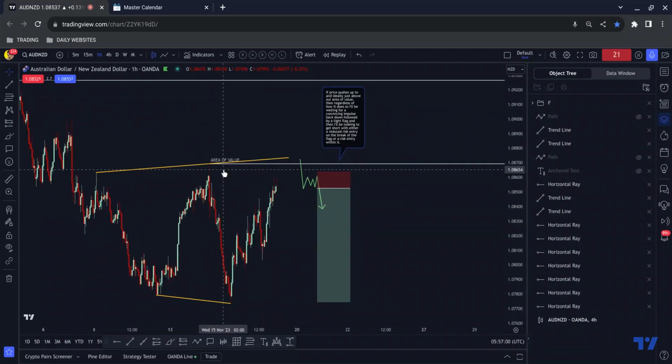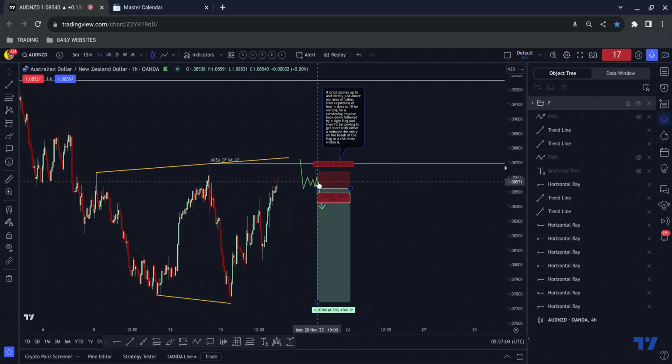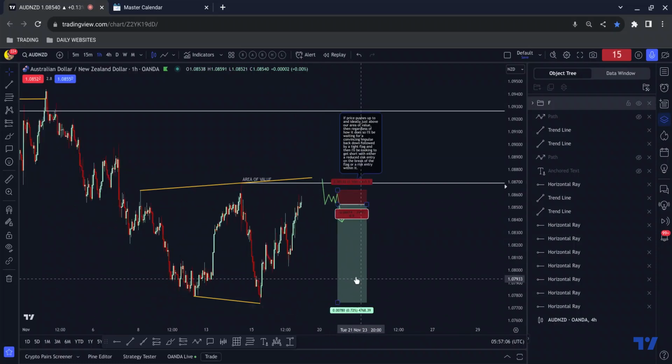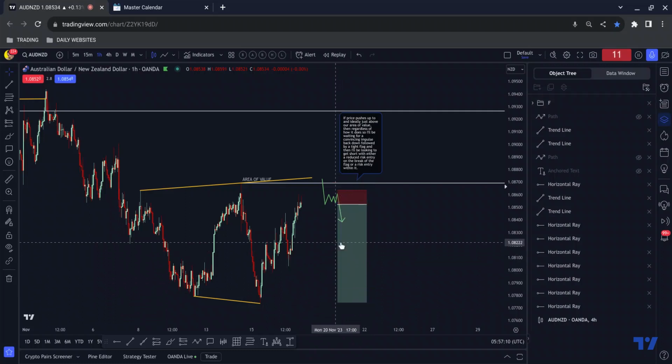if we tap into the area of value, push down and flag, then I will be looking to get short on the break of the flag or within it, and then I will be able to manage it down to these lows for something in the region of 6 to 7%, depending on the size of the flag.